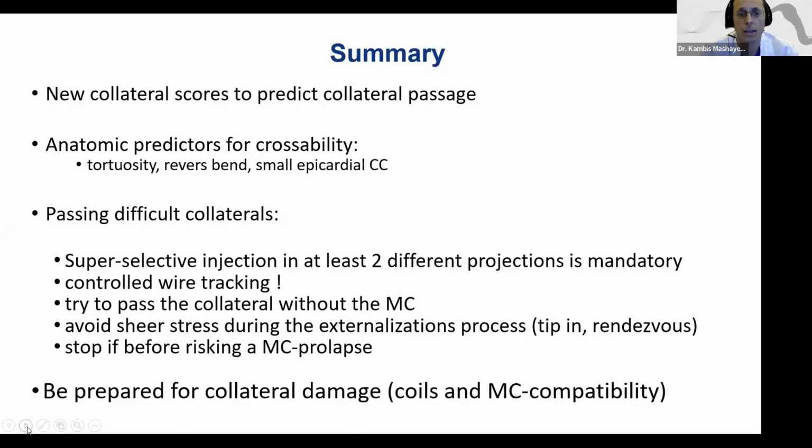It's also important to try to pass the collateral without the MC. If you need the microcatheter, then you should know that you're increasing the risk of perforation. You should avoid the shear stress during the externalization process, and you should stop before the microcatheter prolapse. This is absolutely risky. So prepare for collateral damage and have your coils ready, which are compatible to your microcatheter. Thank you very much.